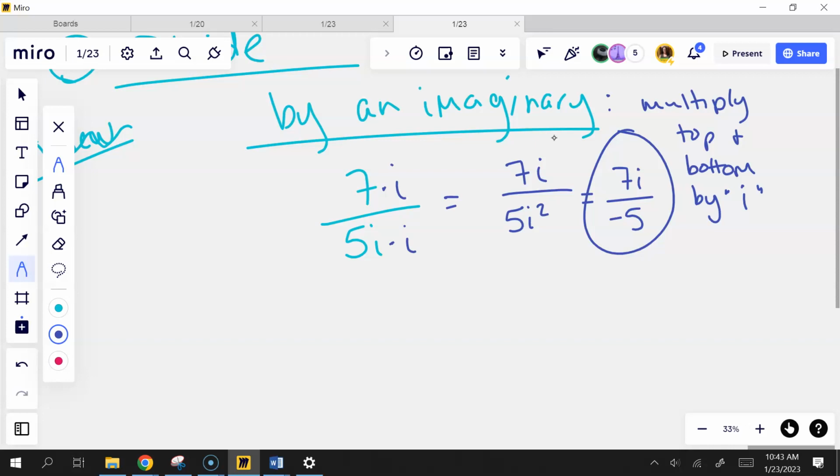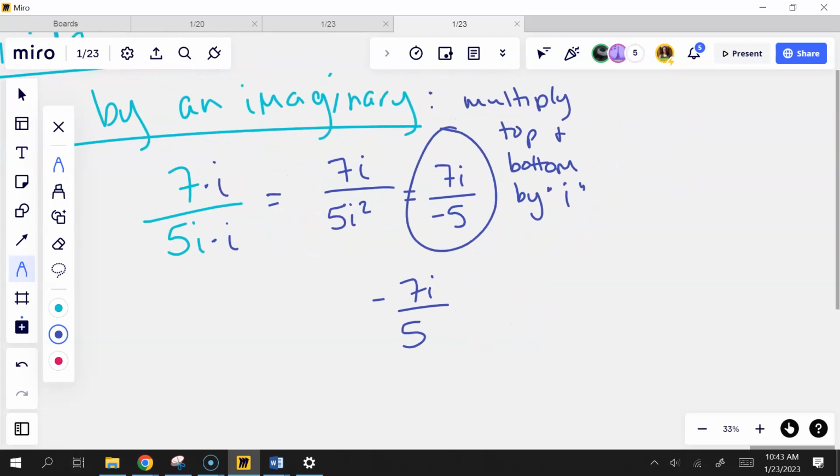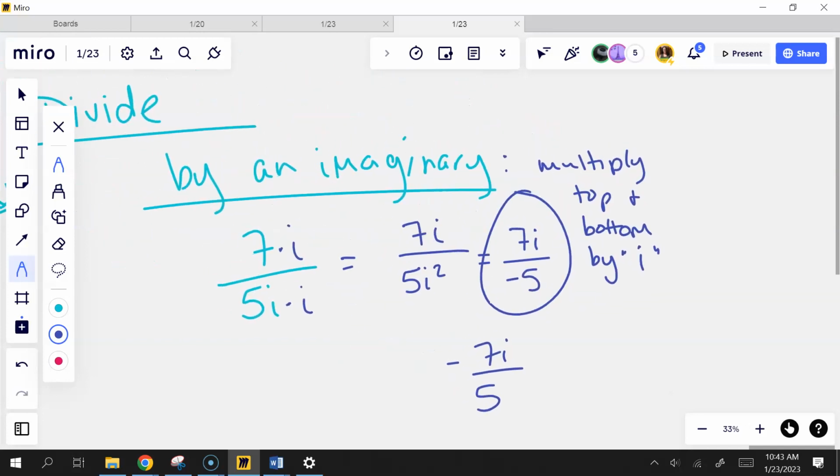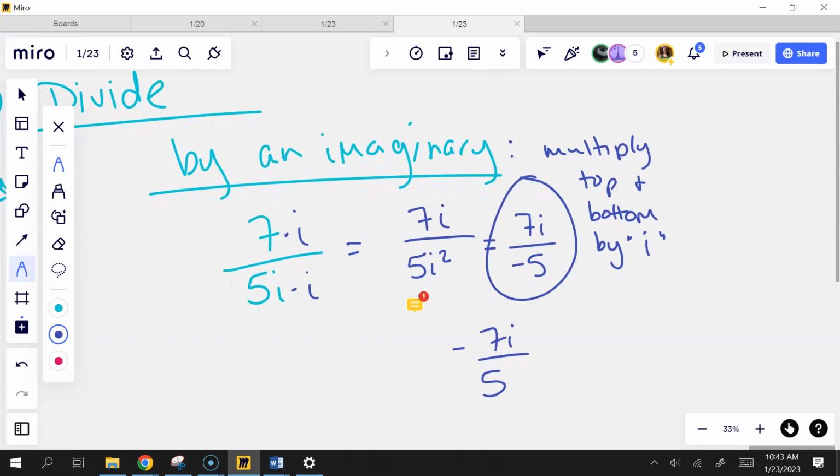You would just change the i squared then to -1. This is the same thing as this. Right. But what about the ones that have a complex in the bottom? Look. Whenever you got a complex in the bottom, I'm fixing to show you that. So, no. So this is dividing by an imaginary, right?